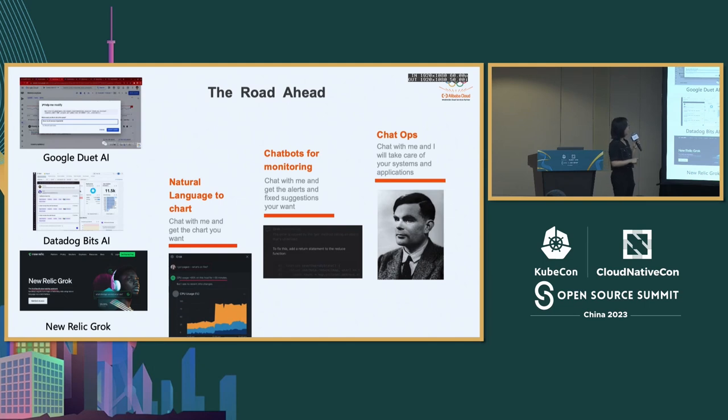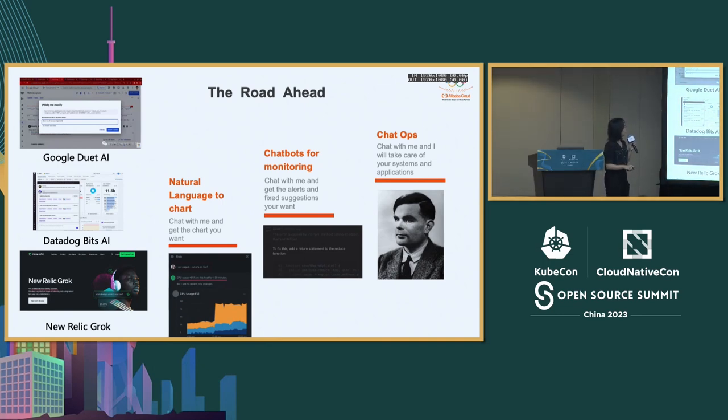If we have a road to go, the first milestone should be the natural language to chat service. Here we can get trust, meaning that the PromQL or the SQL provided by AI is 100% correct. Then we can get trust. The topic at that time should be: chat with me and get the trust you want. Here is the first milestone.